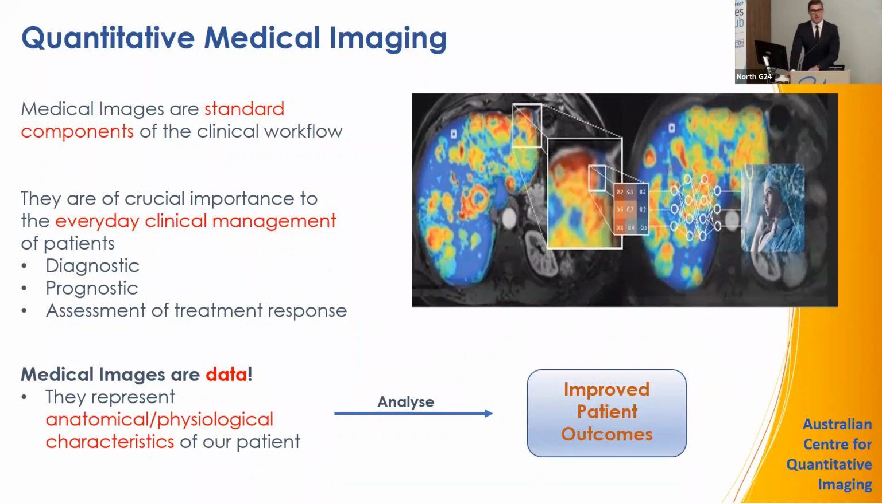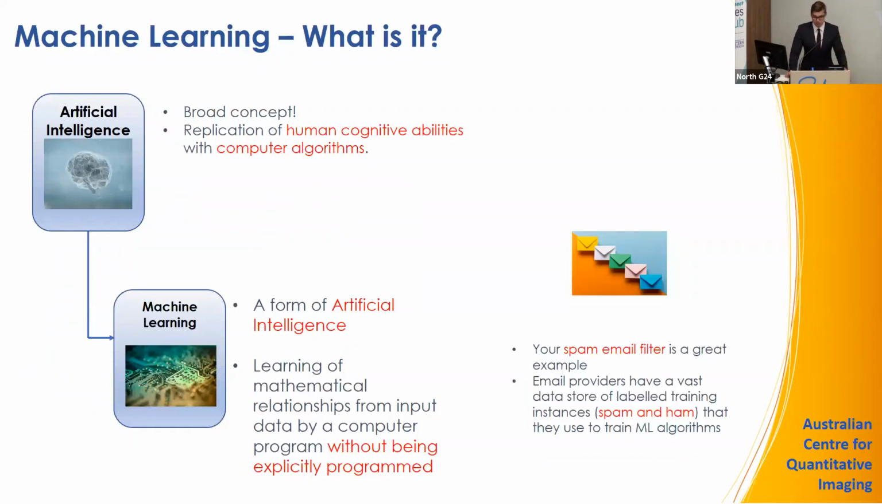And one of the ways that we can analyze these images is through machine learning. So what is machine learning? Well, first of all, machine learning is a subset of artificial intelligence. Now, AI is a really broad concept, and probably a lot of people in the room have a different idea of what AI is, but essentially it can be boiled down to just the replication of human cognitive abilities with computer algorithms, okay? And machine learning as a subset of AI is simply defined as the learning of mathematical relationships from input data by a computer program that hasn't been explicitly programmed.